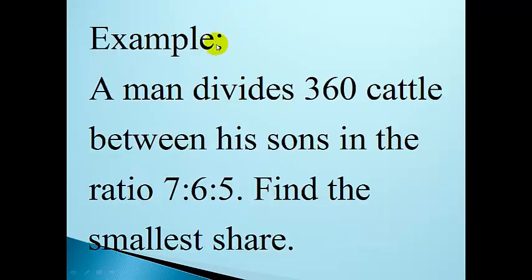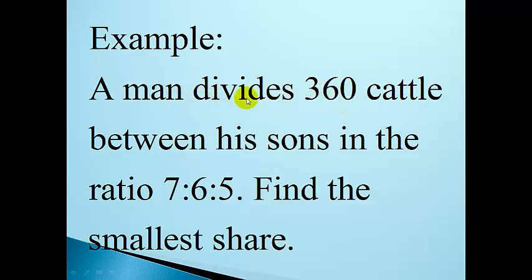Now let's look at this problem. A man divides 360 cattle between his sons in the ratio 7:6:5. Find the smallest share. Now let's analyze this question before we solve. A man divides 360 cattle, so the total number of cattle is 360.